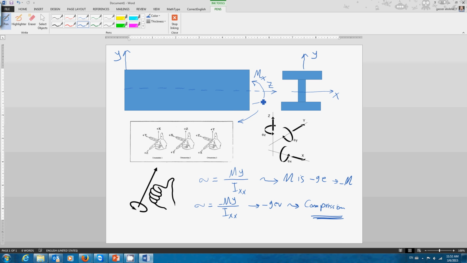Also, you can notice here, if you look at the direction of Mx, it's going in that direction. So you can imagine immediately that the stress will be going in this direction, because M is going this way, which means the stress will be going this way. And if it's going that way, the stress here will be going this way. So now you can also understand this will be in compression and the bottom half will be in tension.